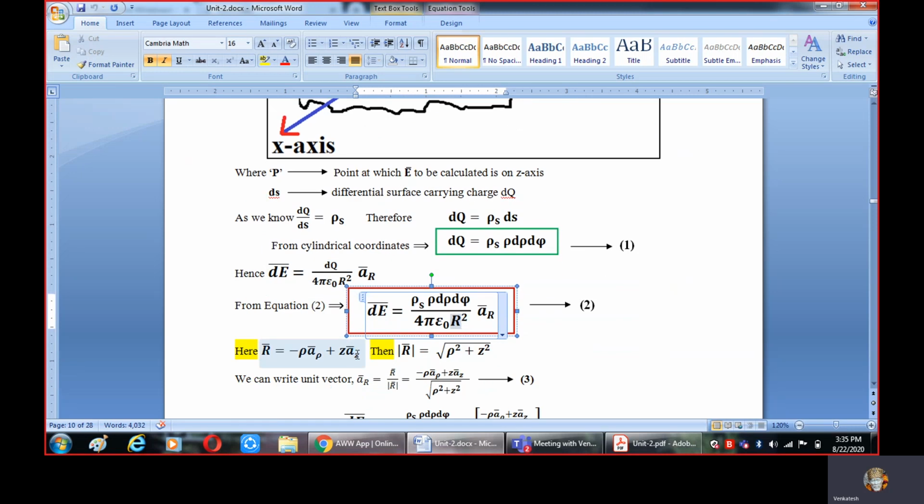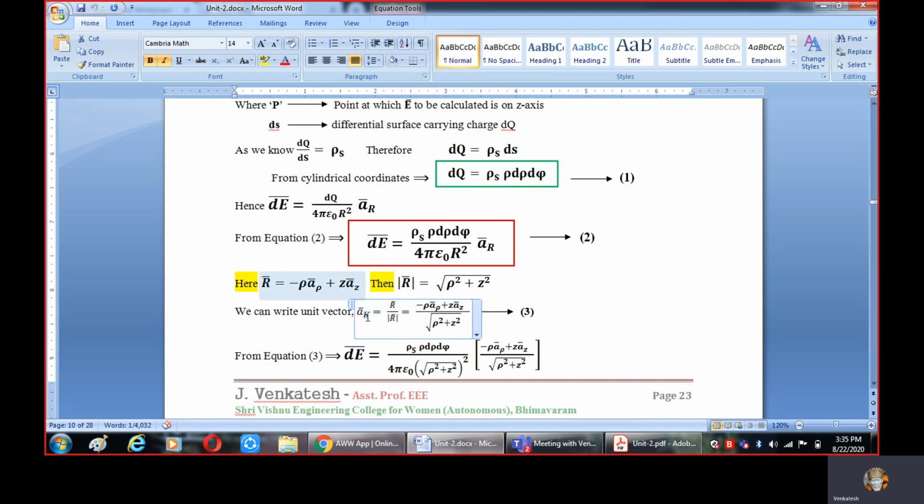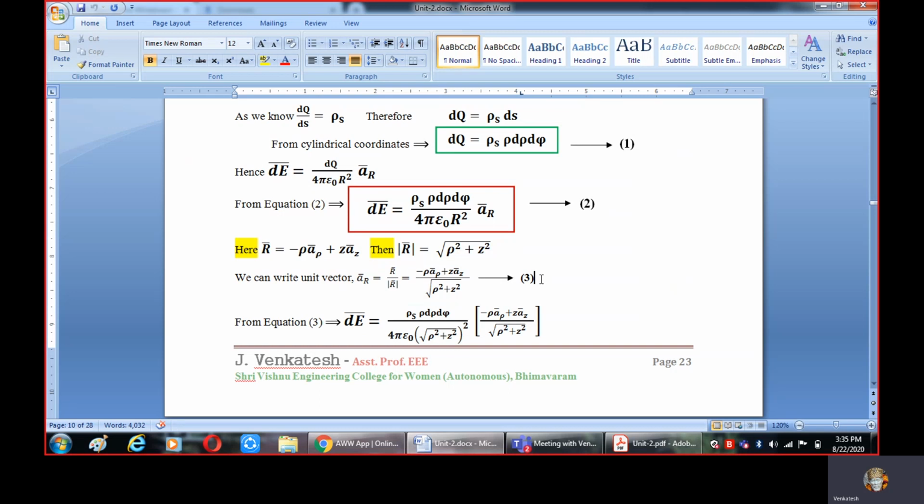Okay, this is the equation that I have written here. From this r bar vector, we can write the modulus value: mod r is the square root of rho square plus z square. And a_r bar is the unit vector, the ratio of the vector to its modulus, r bar by mod r, which is minus rho bar plus z bar divided by the square root of rho square plus z square. Consider this as equation 3.